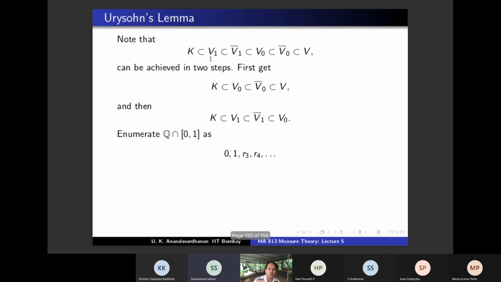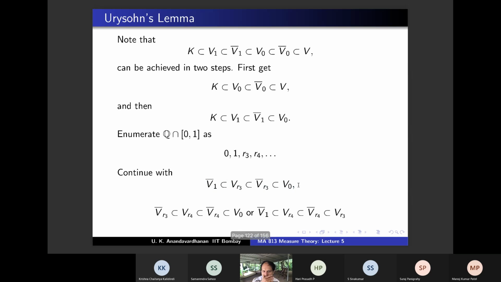Now what you do is the following. You enumerate the rational numbers: R1 is 0, R2 is 1, and then the remaining you enumerate as you like, R3, R4, etc. Then for V1 bar contained in V0, you construct VR3 contained in VR3 bar. This you can do. And now you might construct VR4 either like this or like this.